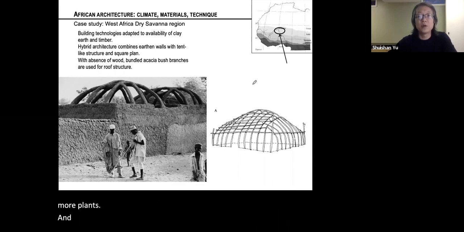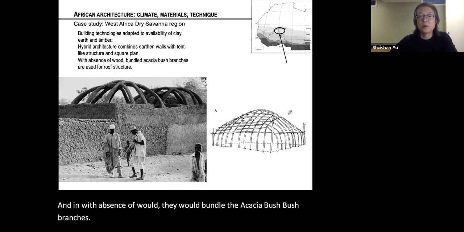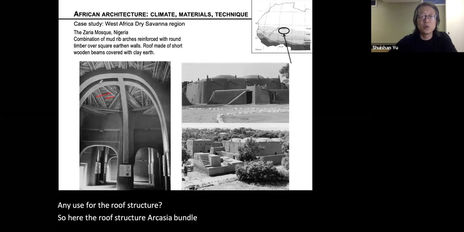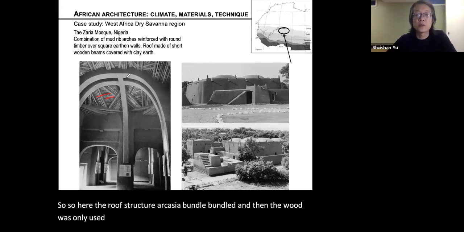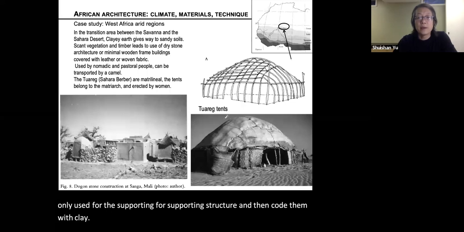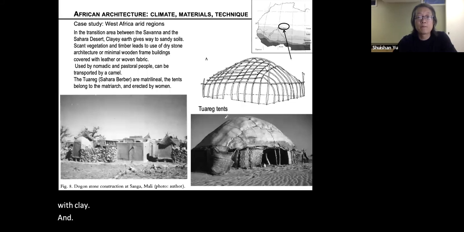And with absence of wood, they would bundle the acacia bush branches and use them for the roof structure. So here the roof structures are bundled acacia, and the wood was only used for the supporting structure, and then they coat them with clay. So this is another example that uses even less clay, and a more tent-like structure.